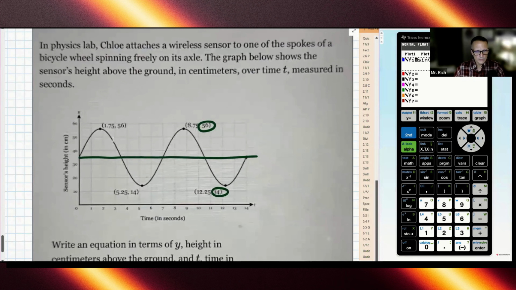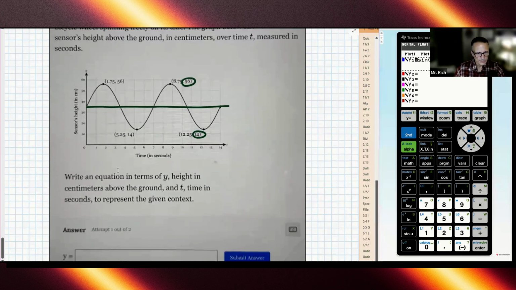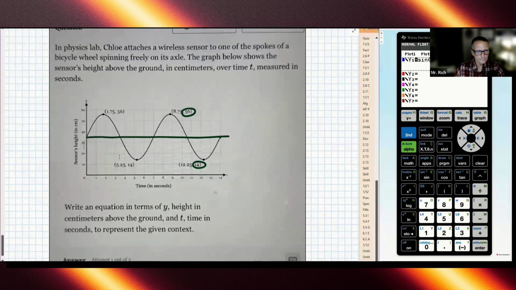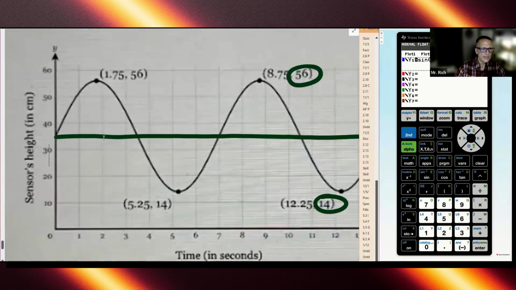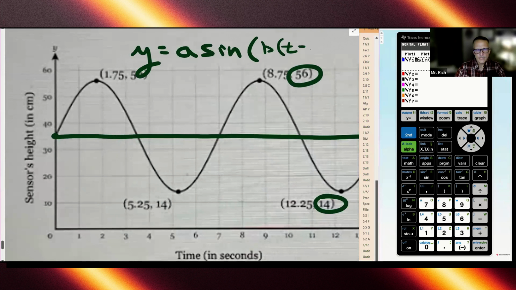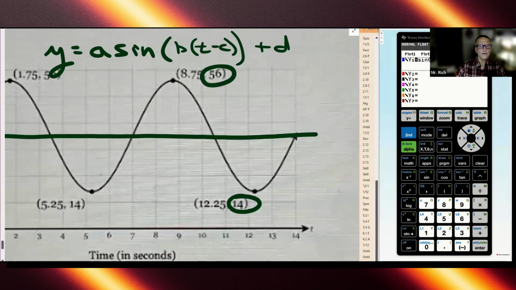In this case, they didn't tell us, they just said write an equation. So presumably we could do sine or cosine, but I'm going to do sine because sine starts right here at the midline. Here's how you write a sine function. The standard form, if you want to call it that, is a times sine of b times (t minus c) plus d. That's the inner parentheses right there.